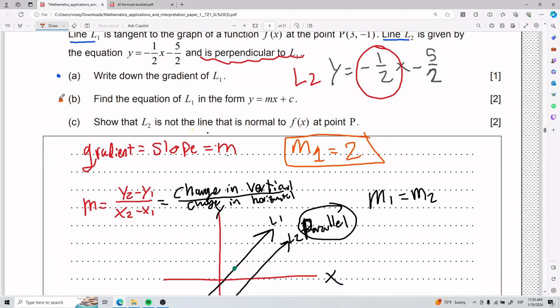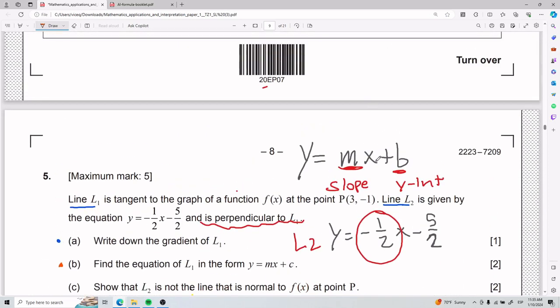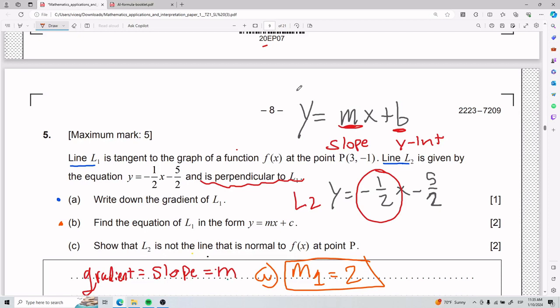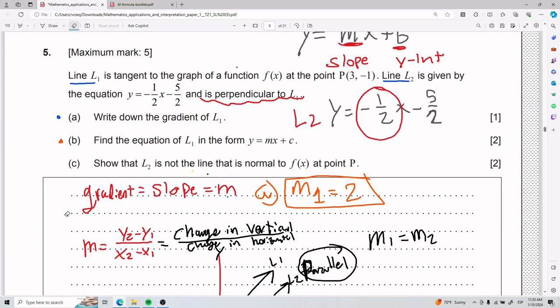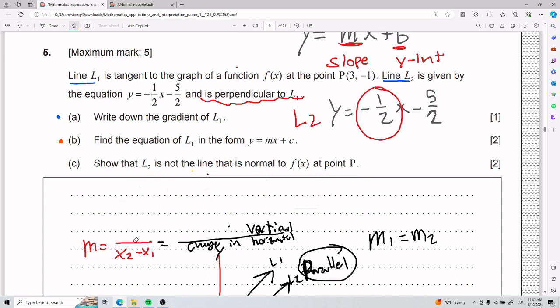For part B, we need to find the equation of L1 in the form y equals mx plus c. Remember how I wrote mx plus b? Sometimes they write mx plus c, okay? The idea is the same. This is still the y-intercept. This is still the slope, okay? Anyways, for part B, what I suggest is this fancy line that I'm pretty sure is in your formula booklet.